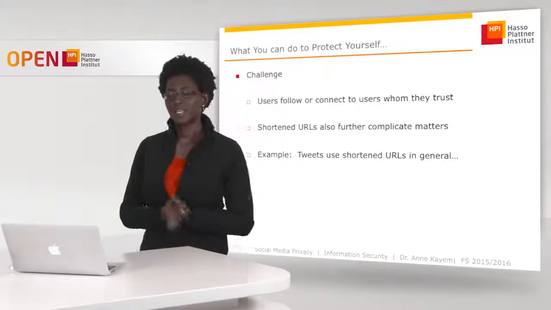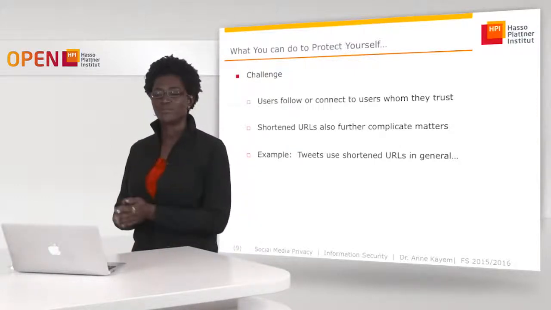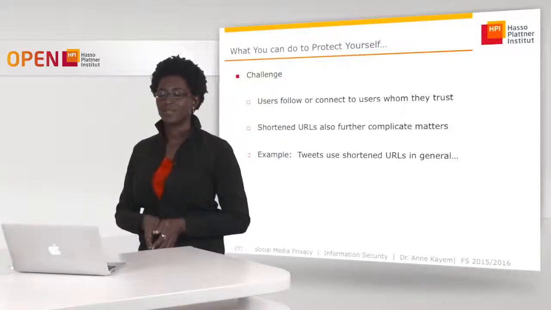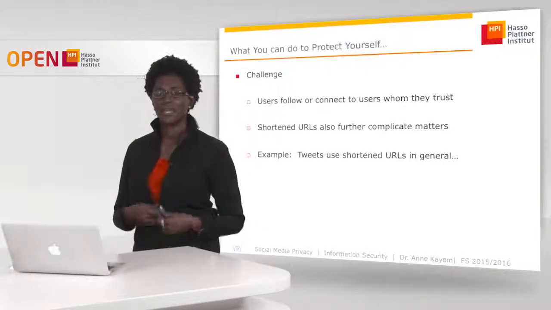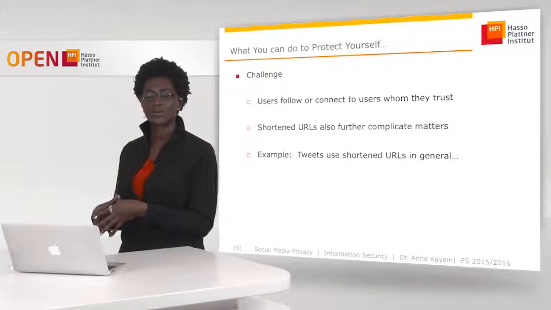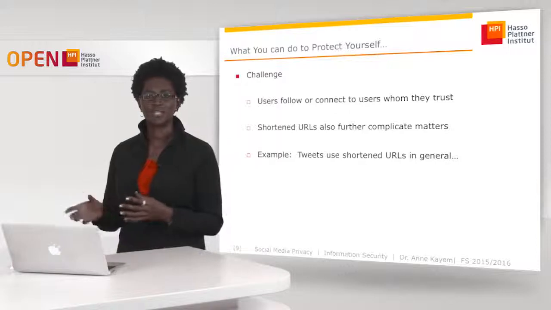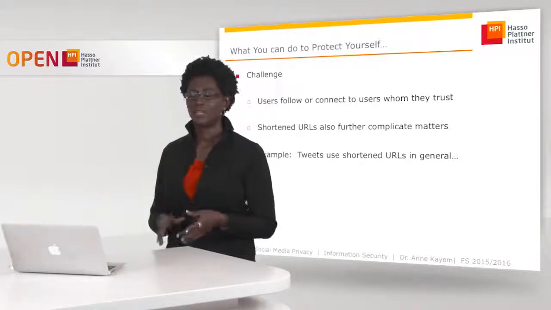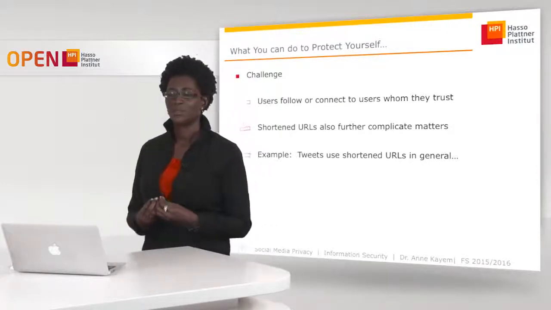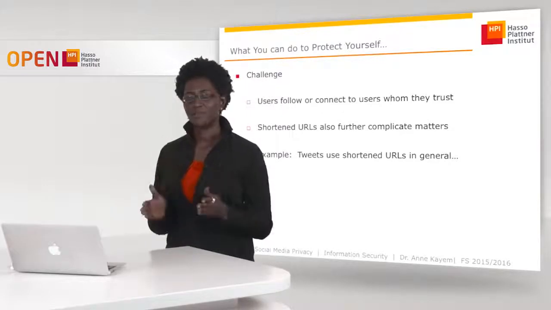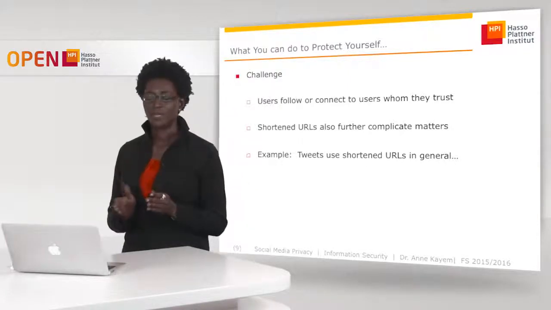So the challenge that you have is to decide which photographs you like and which bits of information you want to click on, and so on. And it's made more difficult because, for example, Twitter uses shortened URLs in general, just because of the whole way that Twitter is built and the whole conception of social media communication on Twitter. And typically malware also shortens URLs.